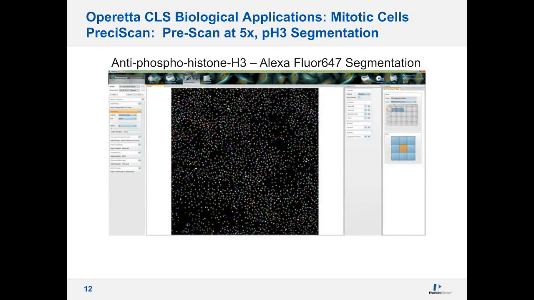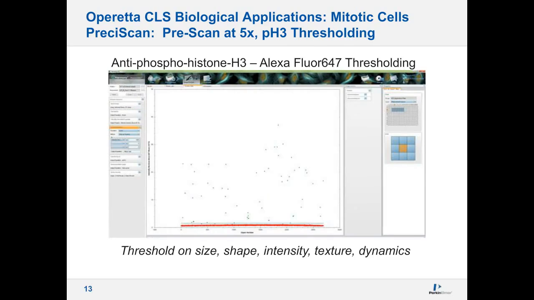We can next identify a threshold, and the threshold is used to identify the positive cells, the cells that we want to go back and rescan. You can see the red line shown here at the bottom of the screen. That is our threshold point, and then we're going to identify the cells we want, shown here and here. Those are the cells we identify that are positive for phosphohistone H3. So these are the mitotic cells in the overall population.